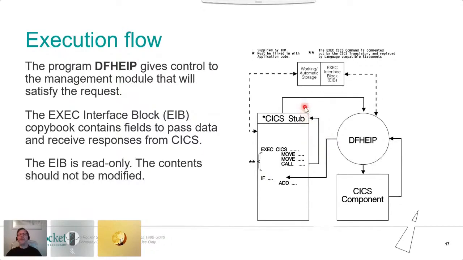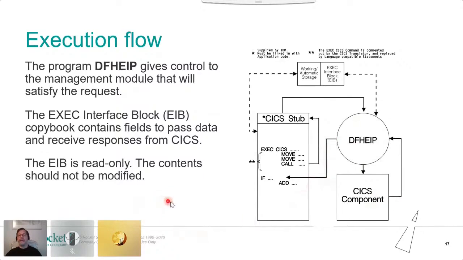His whole job when running in CICS is to be able to find a CICS program known as DFHEIP. What is the EIP? EIP is the exec interface program. Now, that exec interface program knows how to find the CICS component that will process the request for you. So every time you issue a CICS command, it goes to EIP, finds the component, which will process your request like reading a file, and then it will give you control back at the next sequential instruction.